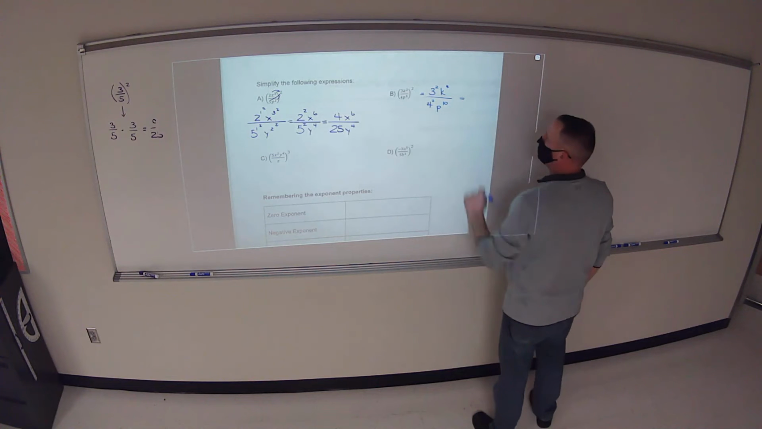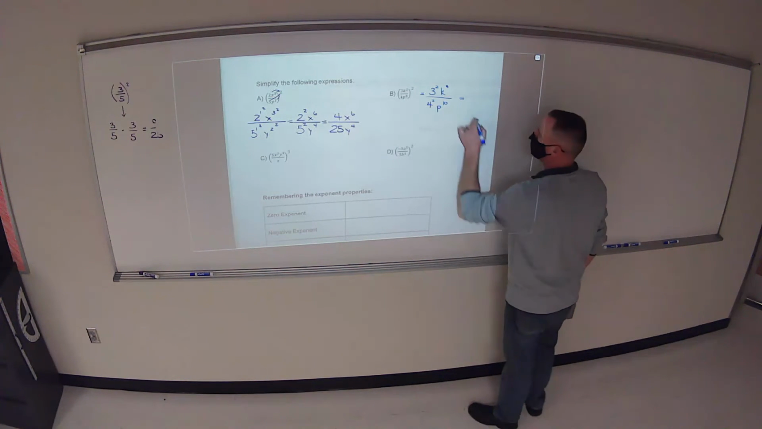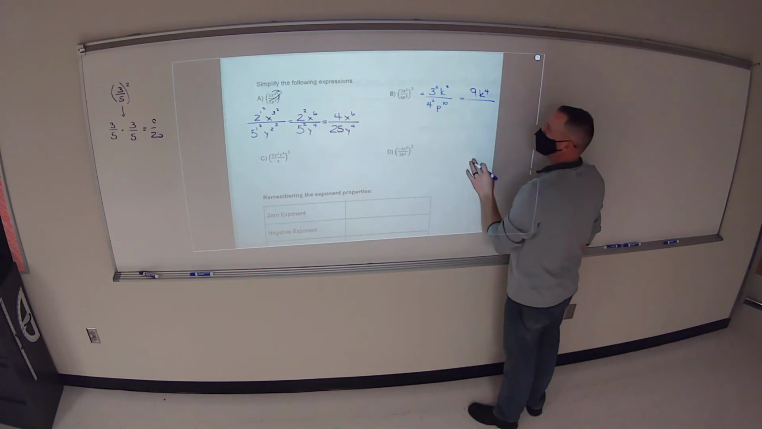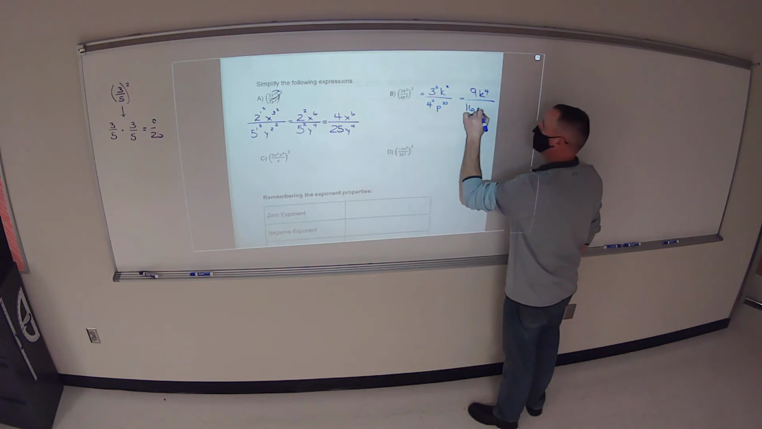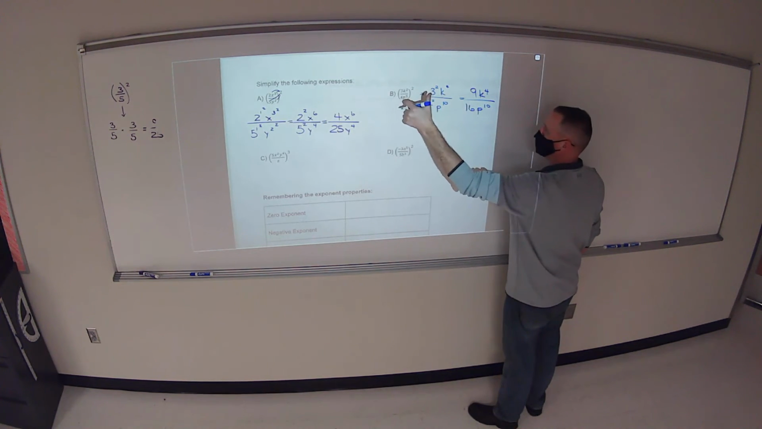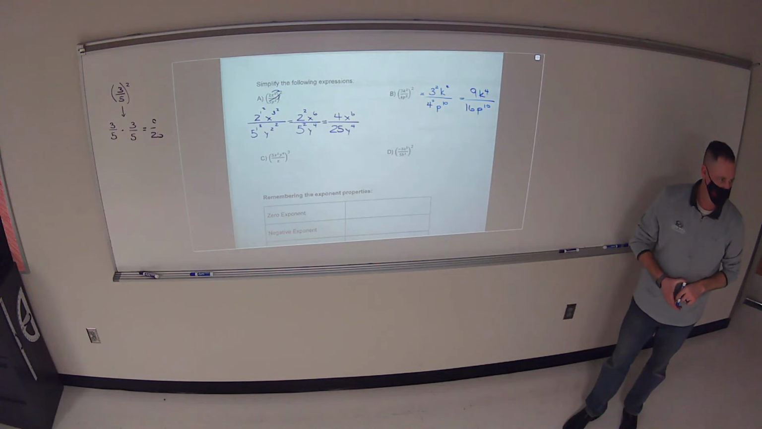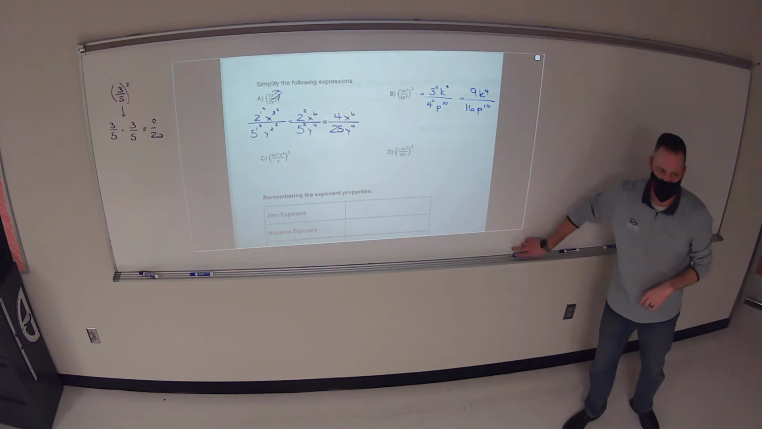Now, evaluate. What's 3 squared? 9. K to the 4th over 16 p to the 10th. Do we have like bases? No. Do we have 0 or negative exponents? No. There we go. That's it. All right. You guys try C and D.